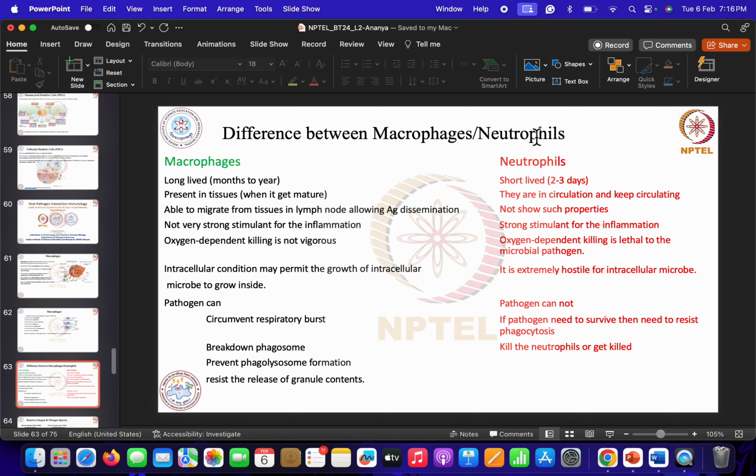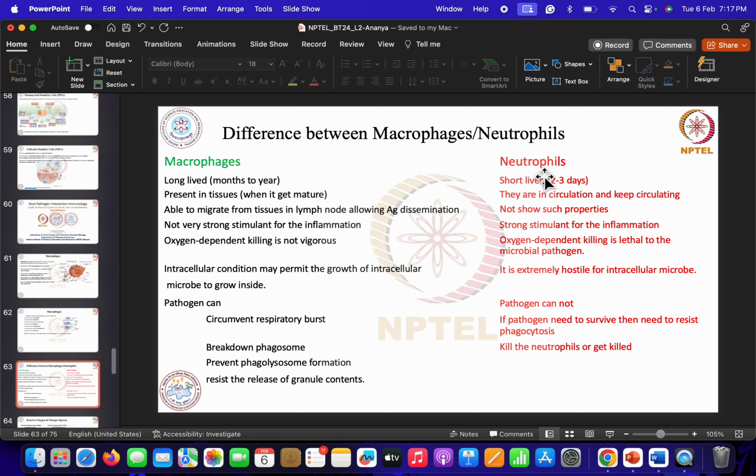Difference between macrophage and neutrophil. Macrophages are long-lived, months to years, present in tissues when mature, and able to migrate from tissues to lymph nodes, allowing antigen dissemination. They are not a very strong stimulant for inflammation. Oxygen dependent killing is not vigorous. The intracellular condition may permit intracellular microbes to grow inside. Pathogens can circumvent the respiratory burst, break down the phagosome, prevent phagolysosome formation, and resist the release of granule contents.